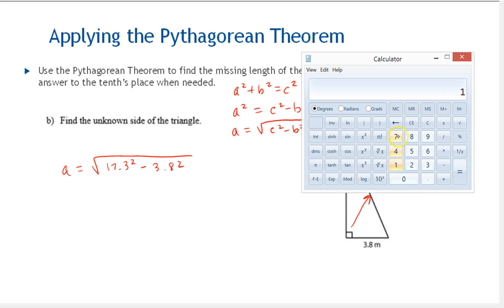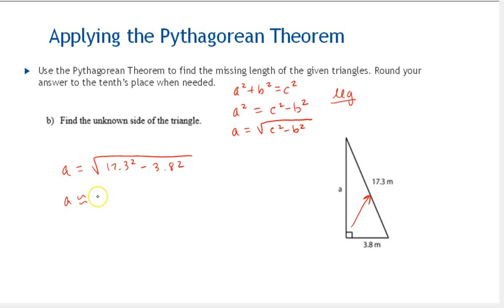So first I'm going to put the part under the radical, 17.3 squared minus 3.8 squared. I'm going to hit enter, and then I hit the square root button. And we get that this is approximately, to 2 decimal places, 16.88. So A is approximately 16.88, and that was meters.